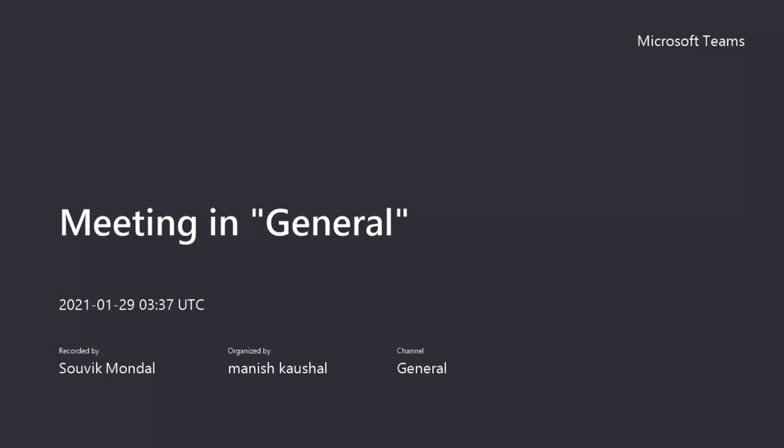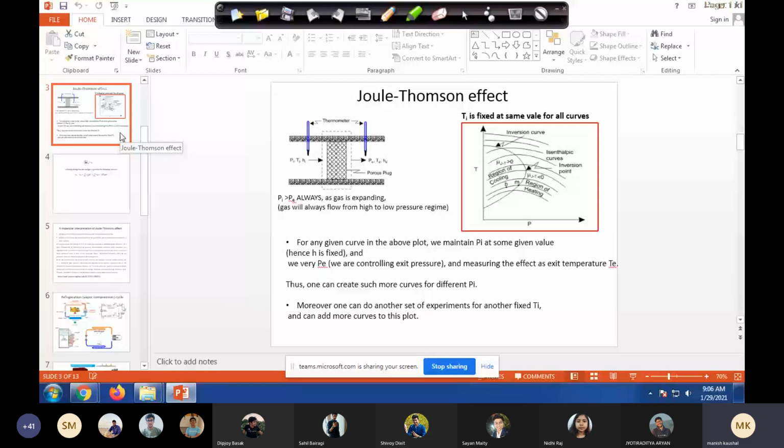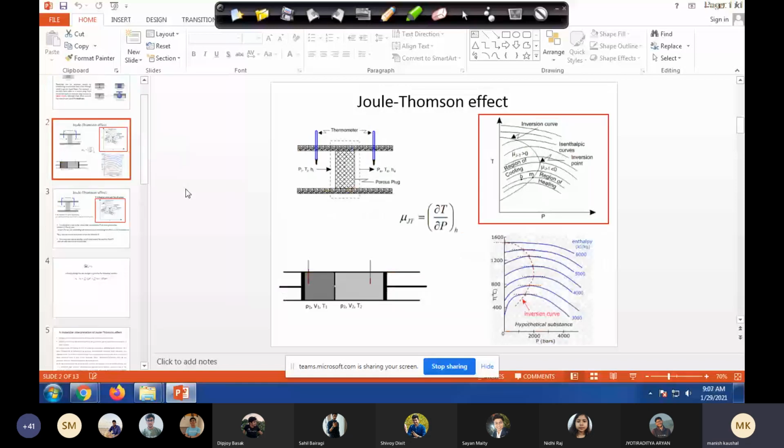So at the inversion point, this mu_JT is 0, because this is nothing but the slope of this isenthalpic curve. For a given P_i, and of course T_i is already fixed, as I said, for this whole plot I have fixed the T_i. Although there is no set rule, you can do the experiment where you vary both T_i and P_i. That's fine. Doesn't matter.